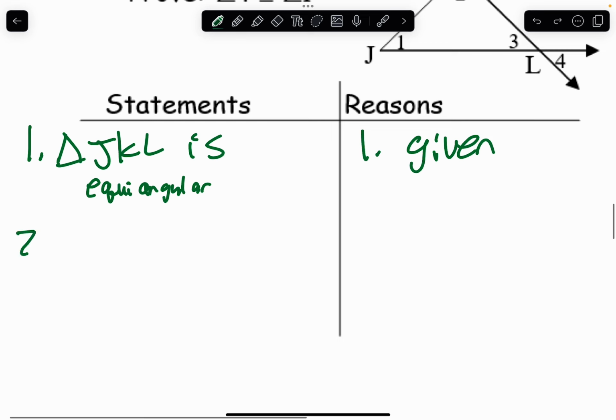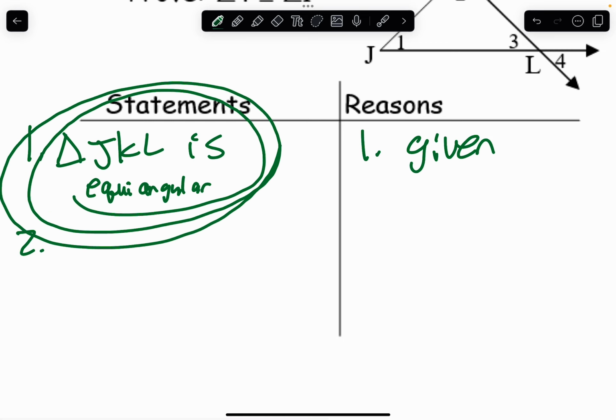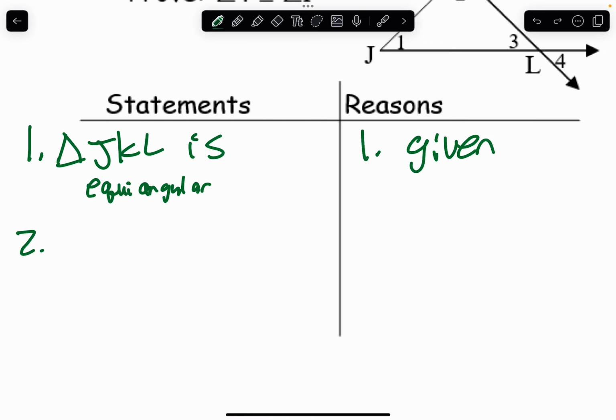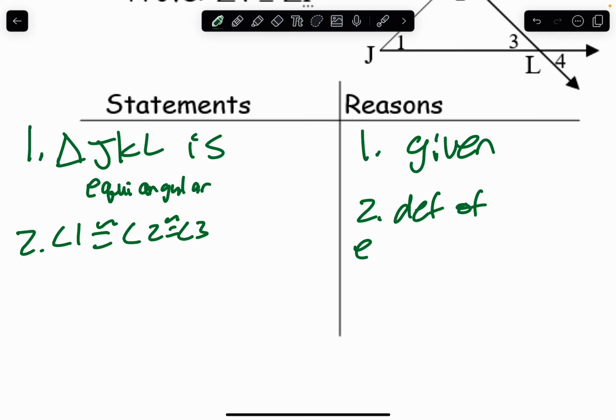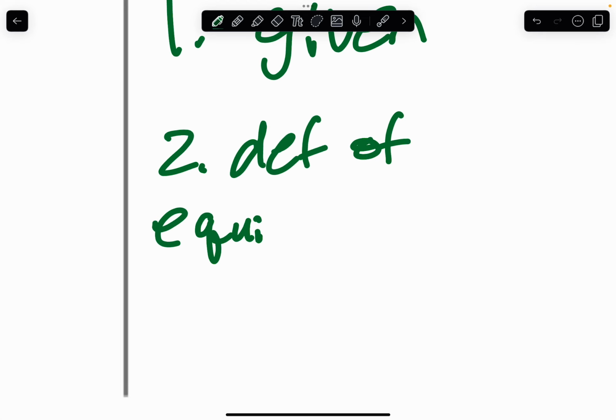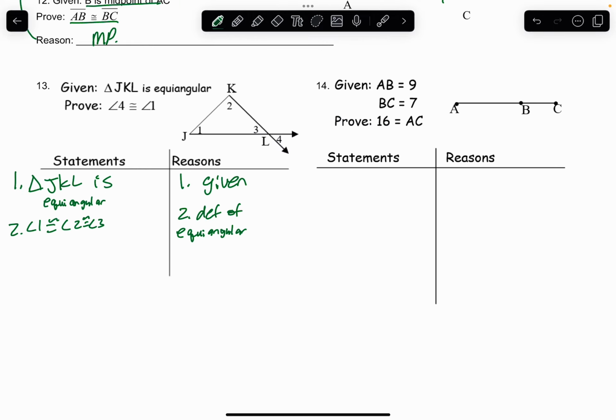Okay, number 2, explain what this means. We know that angle 1, angle 2, and angle 3 are congruent. That is the definition of equiangular. That's what equiangular means. Equal angles, congruent angles. All 3 of these are the same size. That is from the given statement. I did not need the picture to know that the 3 angles were congruent.